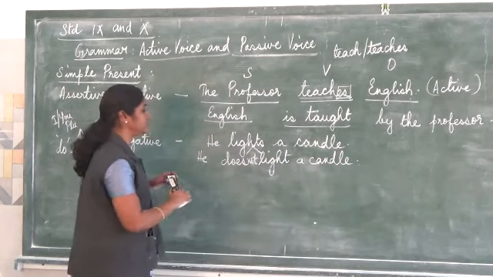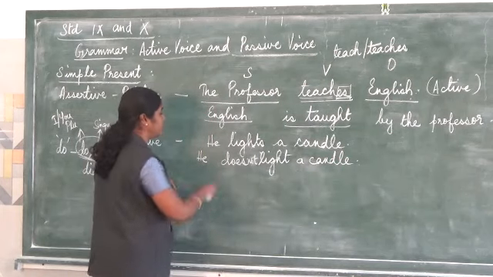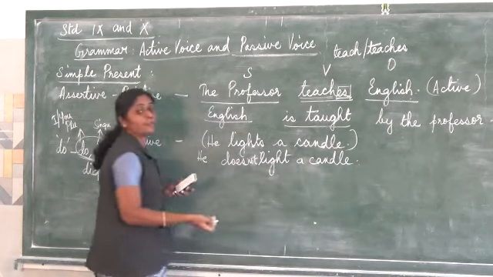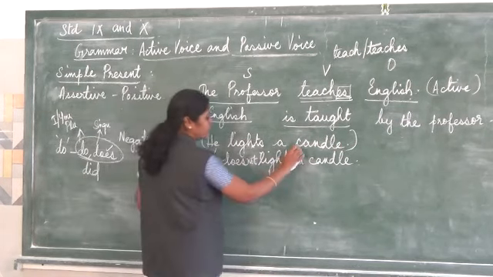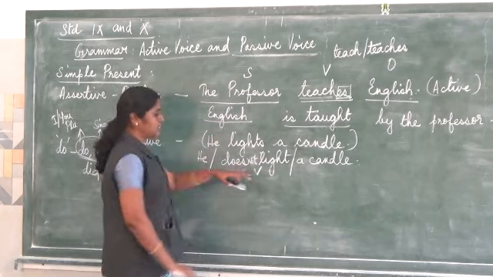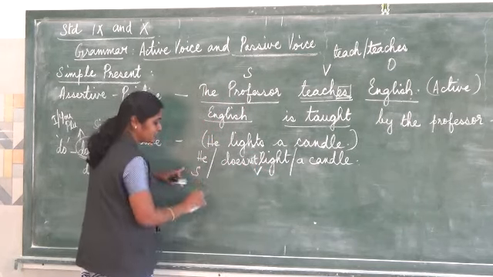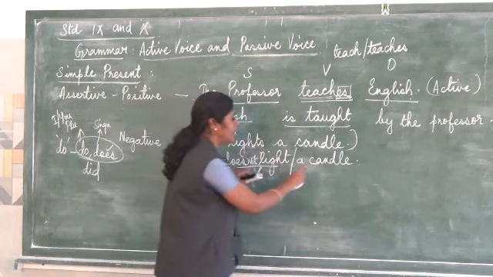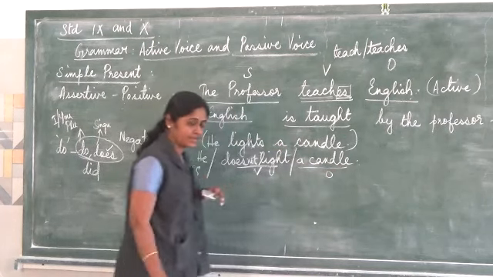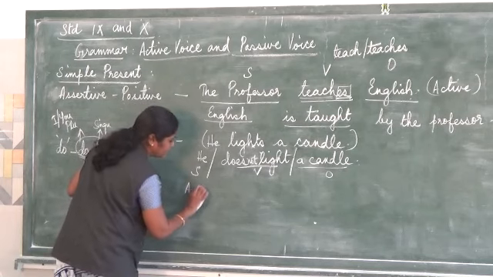Now this you have to change into passive voice. Okay, so again you just pattern it. He, this is verb. What is the action? Lighting is the action. Who is lighting? He is lighting. So this is subject, this is verb. And what is he lighting? He is lighting a candle. Same thing. A candle.